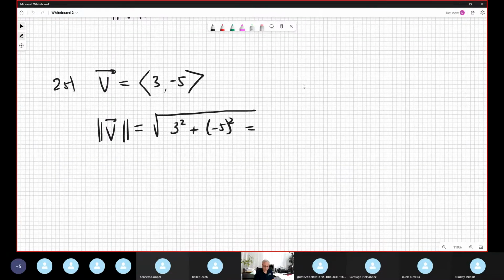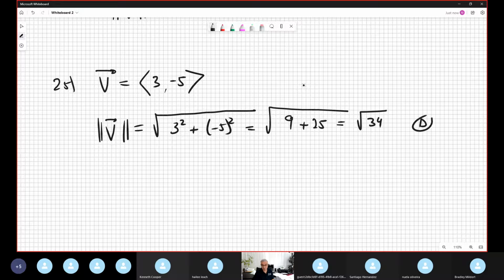Then 3 squared is 9. Negative 5 squared is positive 25. Together is 34. And leave it like that, like the option D in the handout. Or, since 34 is not a perfect square, you put it in the calculator and you get the decimal approximation. That's it. Okay, let's change the flavor now and compute dot product.